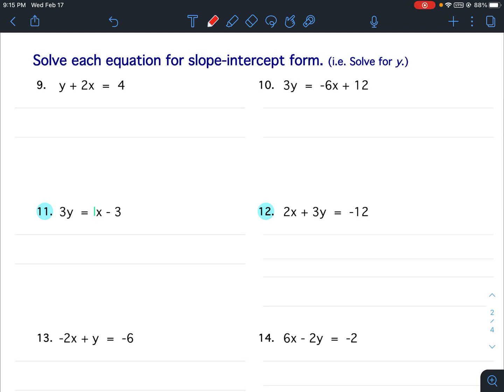Solving Equations, Lessons 8 through 11, Worksheet number 1. For questions 9 through 14, we're to solve each equation for slope-intercept form. Slope-intercept form is y equals mx plus b.